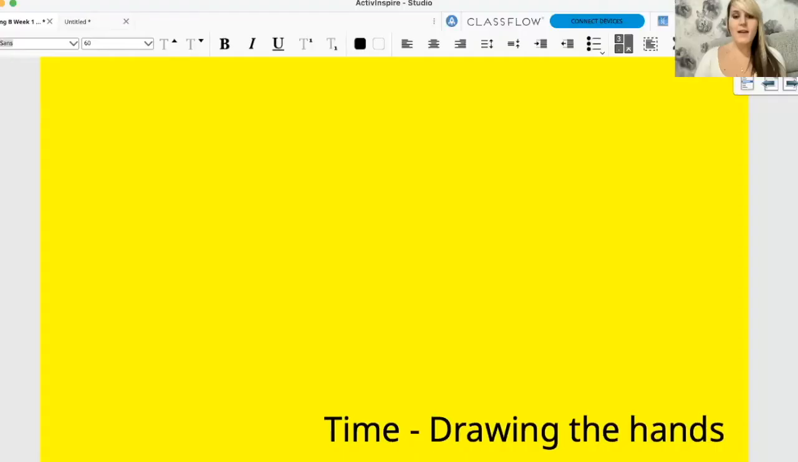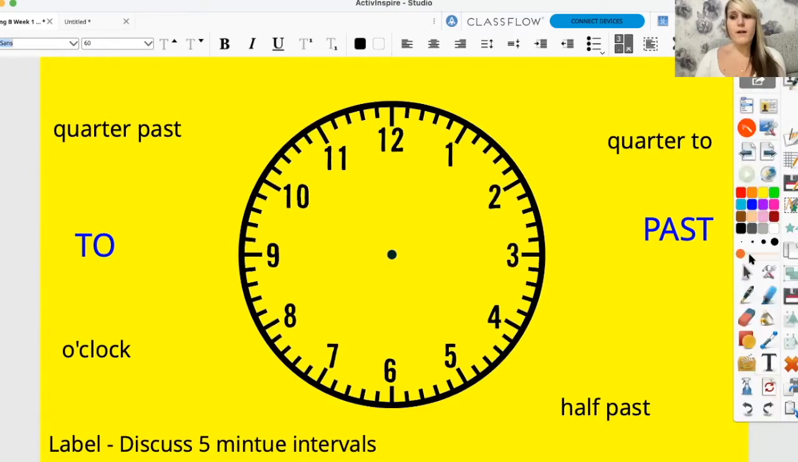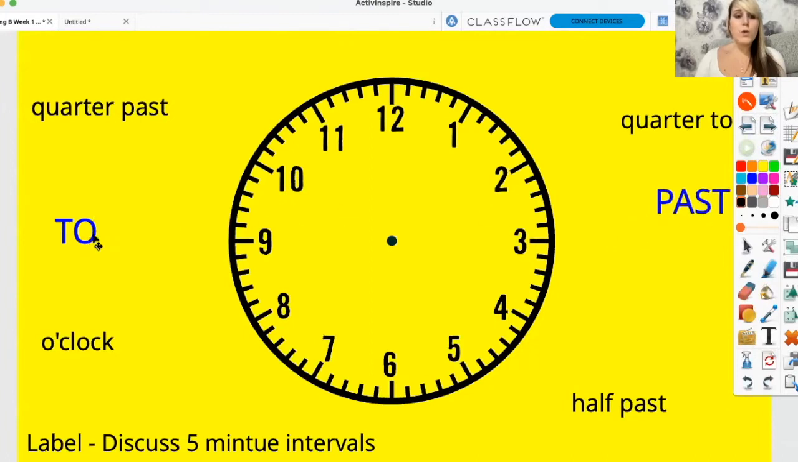So today in maths, we are looking at time. We've done this lots. It's always good to go over things to make sure that we remember them. But specifically today, we are looking at drawing the hands on the clock. So just to recap, there's two sides to a clock. There's the past side, which means it's gone past the 12, and there is the to side, which means it's coming up to the 12. So let's have a go at labeling the clock.